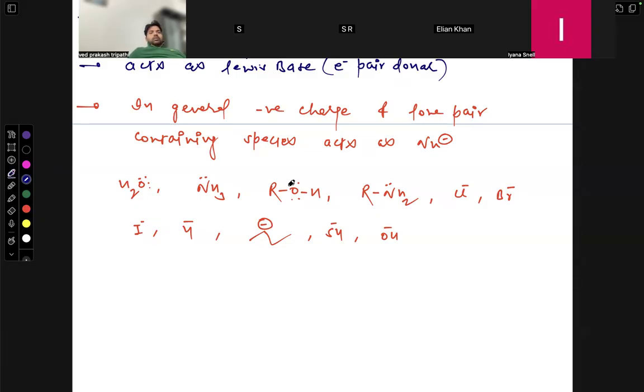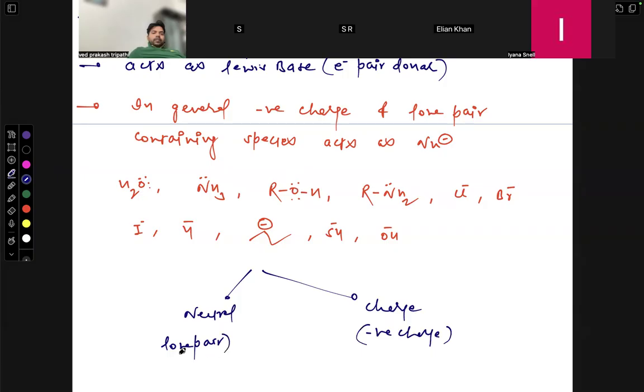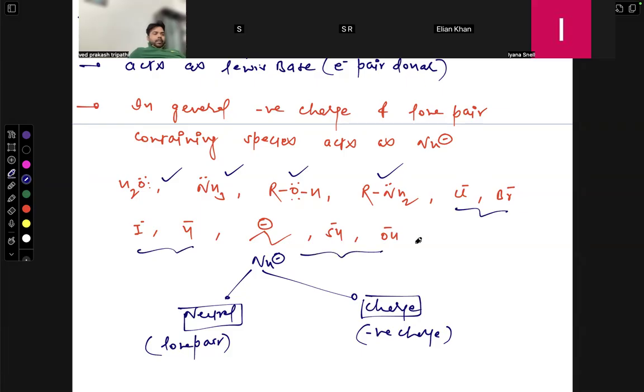You can also categorize the nucleophile in two parts. The one is charged one, second one is a neutral one. Charge and neutral. So neutral is your lone pair one, and charge is your negative charge. Make sense? But both are nucleophile. Clear? So this is neutral, this is neutral, this is neutral, neutral, and this is charge one, charge one, charge, charge. Make sense?